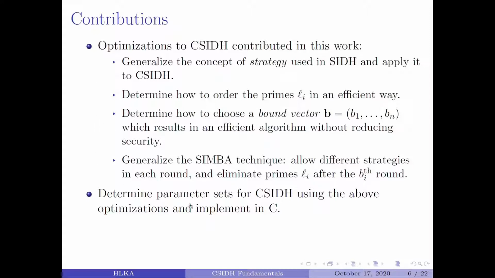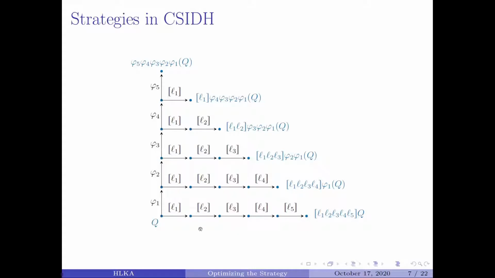So taking all of this together, we determined new parameter sets for CSIDE and implemented everything in C. So let's take a look at each of these optimizations one by one. So what is a strategy, first of all? So here's the same picture that we looked at before. This is an example of a strategy.